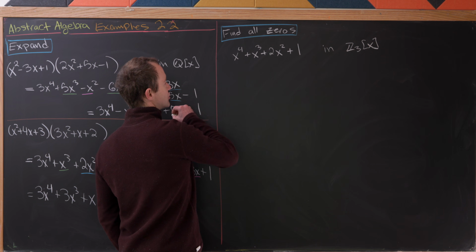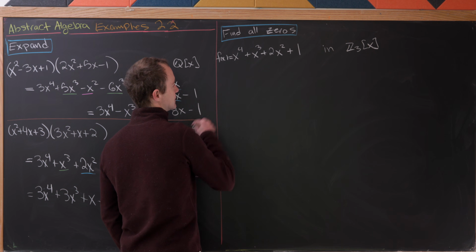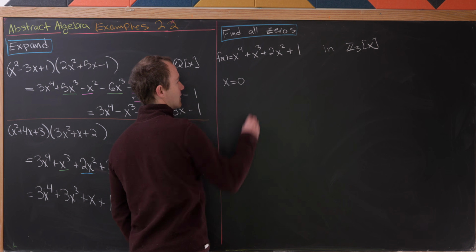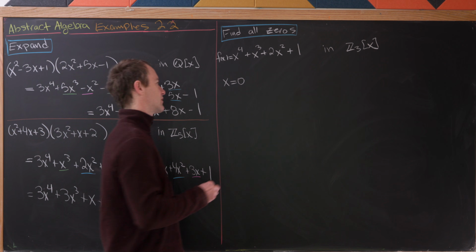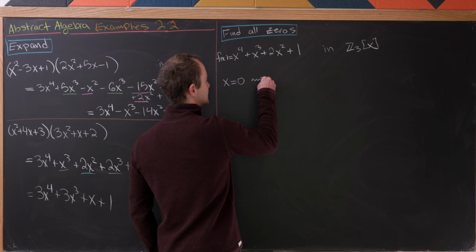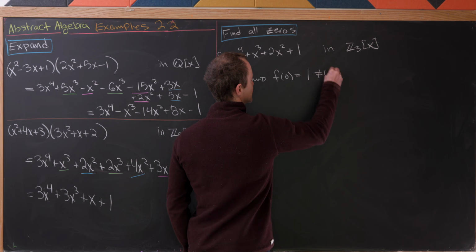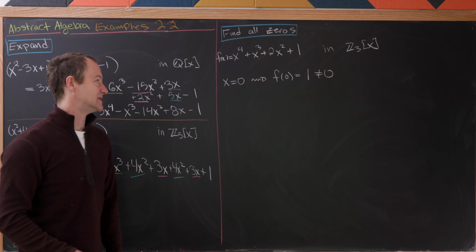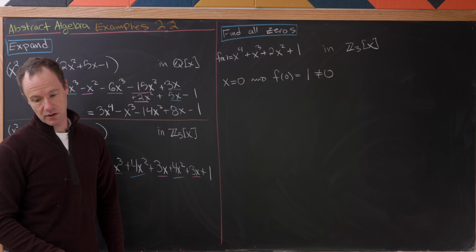So let's start by maybe giving this a name. Let's call this f of x just for ease of notation. And let's look at, well, all of the numbers inside of Z3. Luckily, there are only 3. So let's look at x equals 0. But if we evaluate this at 0, we get 1, which is not 0. So that means that x equals 0 is not a 0.